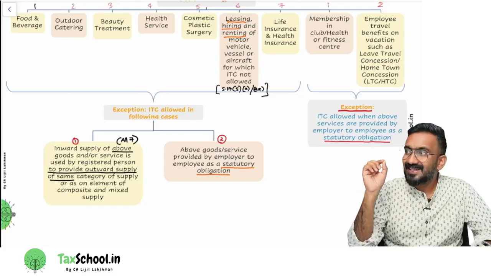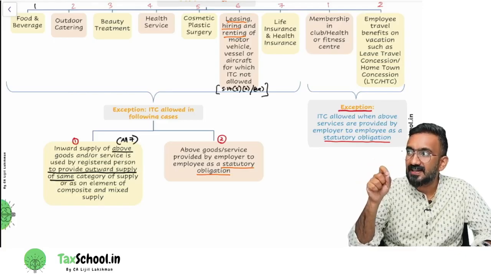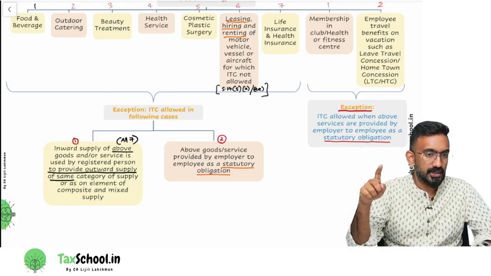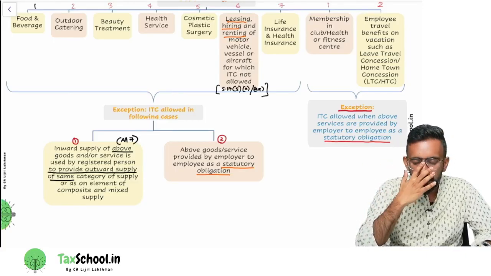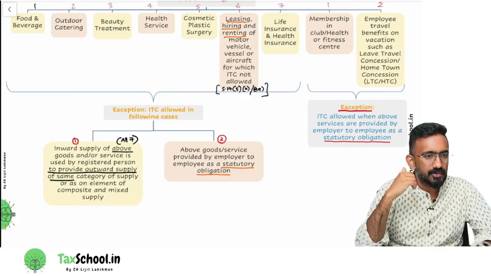Sixth one, leasing, hiring, renting of motor vehicle, vessel or aircraft for which ITC is not allowed. Whatever is blocked, if you take it on lease also you cannot take ITC. Which also means what? Say, if I purchase a Honda City in the name of my firm, can the firm take the input tax credit on purchase of Honda City? The answer is no.